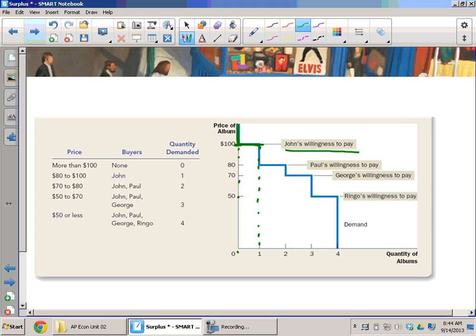And you can see how this would follow. If the price were only $80, then that would bring Paul into the market. If the price were only $70, George would enter the market. And finally, at a price of $50, Ringo enters the market. So we see right here that these guys have different willingness to pay, and they enter into the market at different price points. But keep in mind that once the market arrives on an equilibrium price, everybody in the market is going to pay that price.